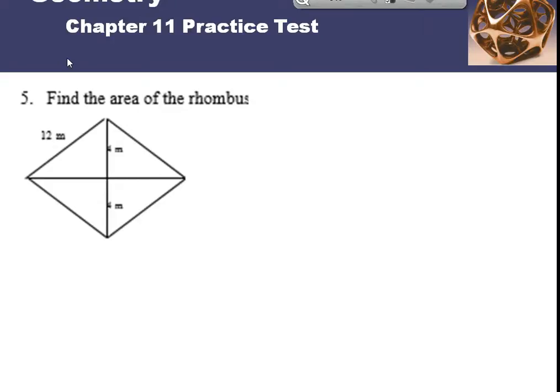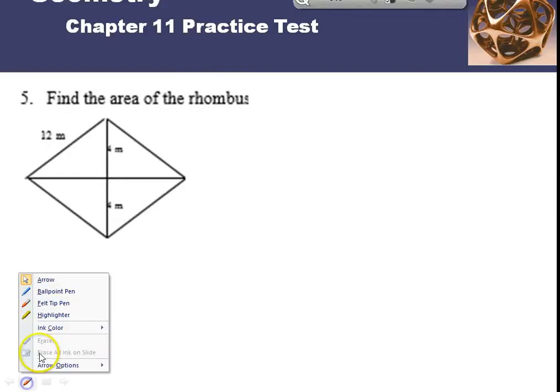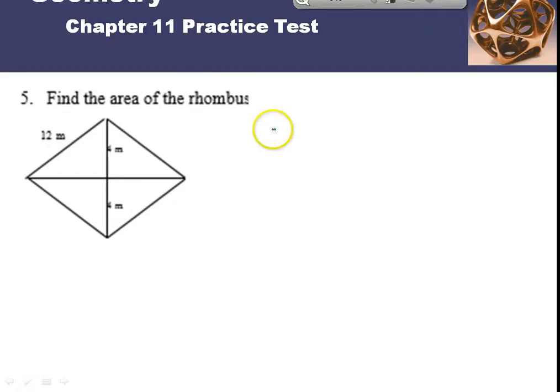So again, the formula for the area of a rhombus is diagonal 1 times diagonal 2 divided by 2, just like it is for a kite. So diagonal 1 times diagonal 2 divided by 2. And I know that this diagonal right here is 8. So I know diagonal 1 is 8. The problem is, I don't know what this diagonal is.